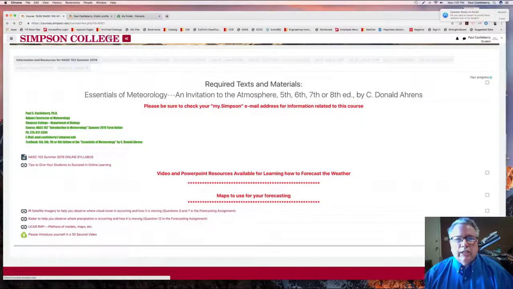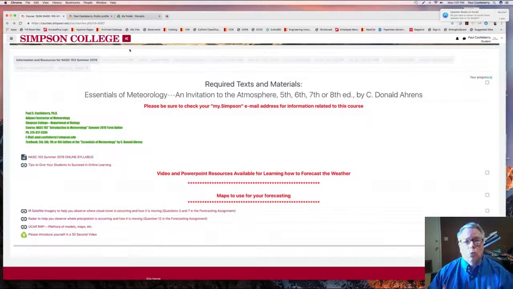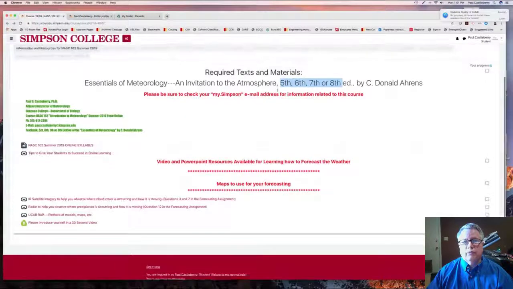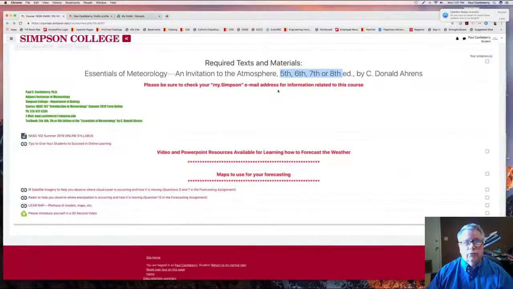So what you're looking at currently is what is available from the student view, what you would see on our Scholar site. You'll see that I have the required textbook, which is the Essentials of Meteorology. I'm okay with any of these editions that you would like to use. So you'll need to secure one of those. You can go to the Simpson bookstore, order from there, or other third-party affiliates.